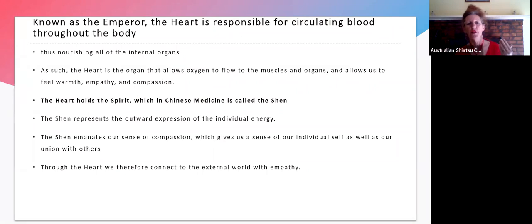And as such, the heart organ allows for oxygen to flow to the muscles and organs, and for us as humans to feel warmth at a physical level, but also empathy and compassion.